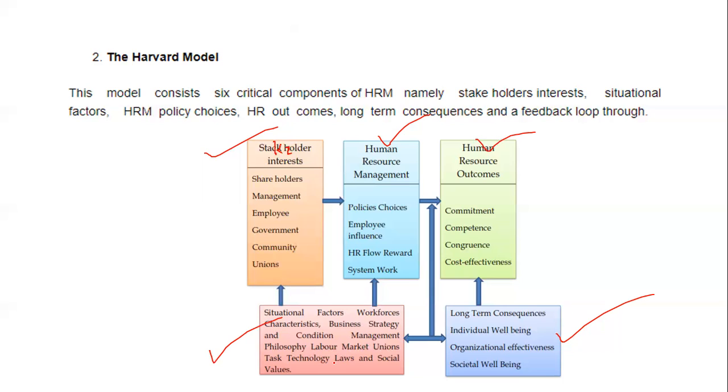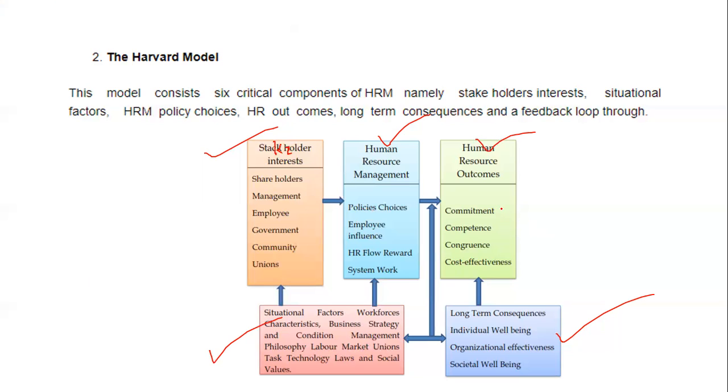Based on this model, if you see, earlier everything was under a control system. The control was only in the power of management. That's how things used to flow. But this model talks more about the commitment of the management towards the employees, towards the society, towards various factors. So with the help of stakeholders and situational factors, they will take care of human resource management. They will ensure that the policies are best, the employees are properly influenced and rewarded properly, in order to get a proper outcome.